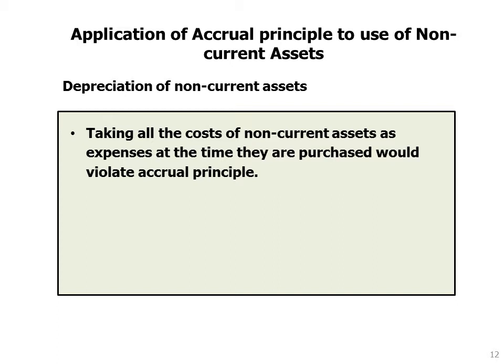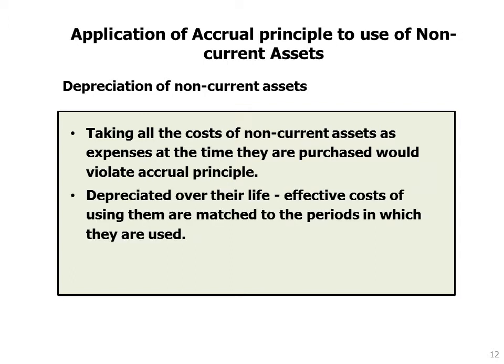We started to look at depreciation when we started looking at non-current assets. This is a process whereby the using up of non-current assets is reflected in the valuation of the assets on the balance sheet. The depreciation process is used to take the effective costs of them through the income statement by matching the costs to the periods in which they are used. We will look at depreciation of non-current assets in the next lesson.